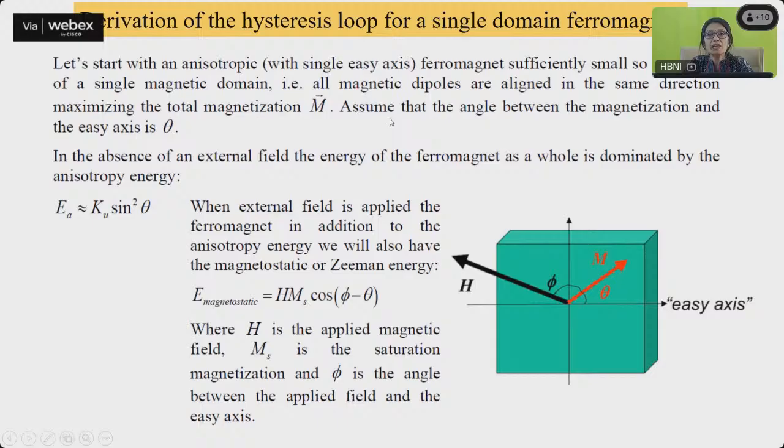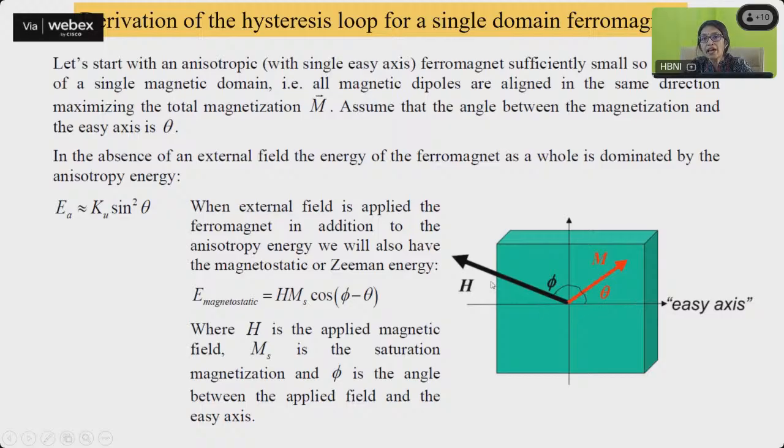So you assume that the angle between the magnetization and the easy axis is theta. In the absence of any external field, the energy of the ferromagnet as a whole is dominated by the anisotropy energy, which we have already discussed, that EA is equal to KU sine square theta. When an external field is applied to this particular ferromagnet, in addition to the anisotropy energy, you will have something known as the magnetostatic or the Zeeman energy. So you now have applied this external field, and originally your M direction was here and this was the easy axis. This theta value is the angle between the total magnetization value and the easy axis.